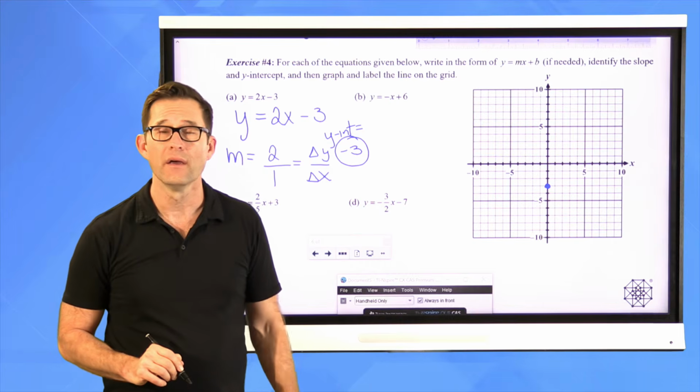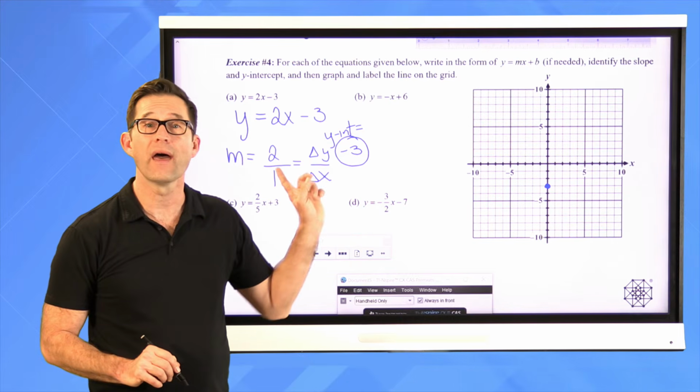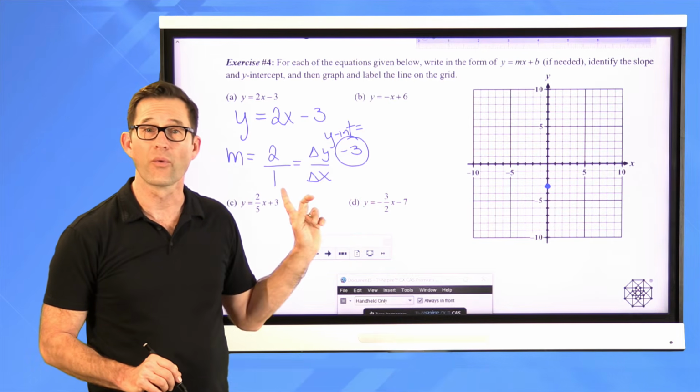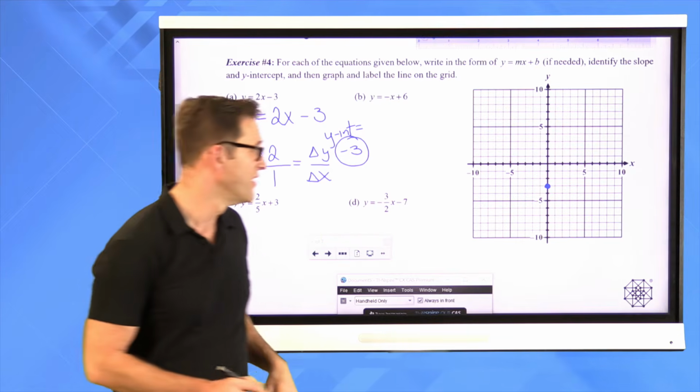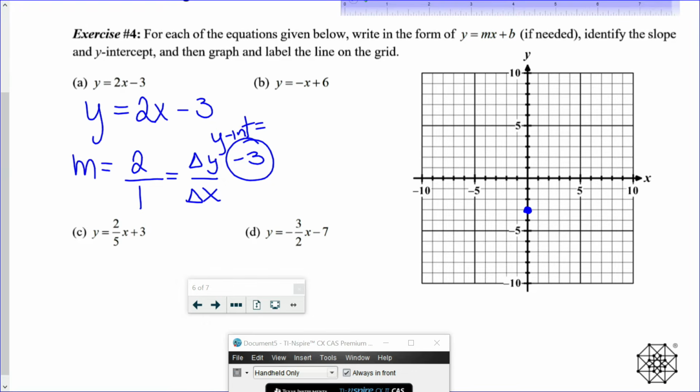and then how do I graph the rest of the line? Well, I go to the right one and I go up 2, and then I go to the right one and I go up 2. So right one up 2, right one up 2, right one up 2, etc. And this will give me a lot of other points on the line. I could also reverse and go to the left one and down 2 if I wanted to produce a few more points.